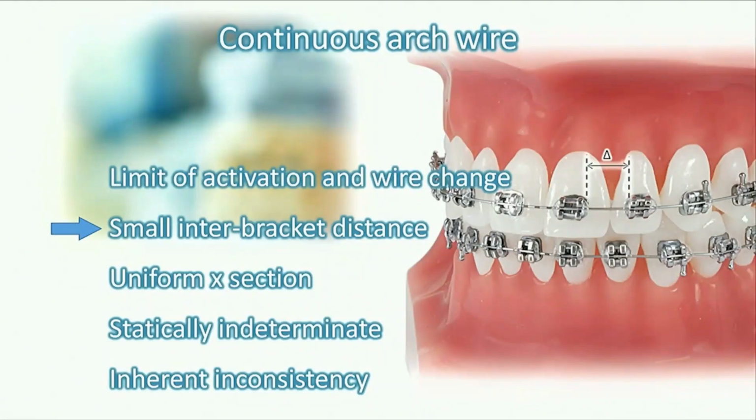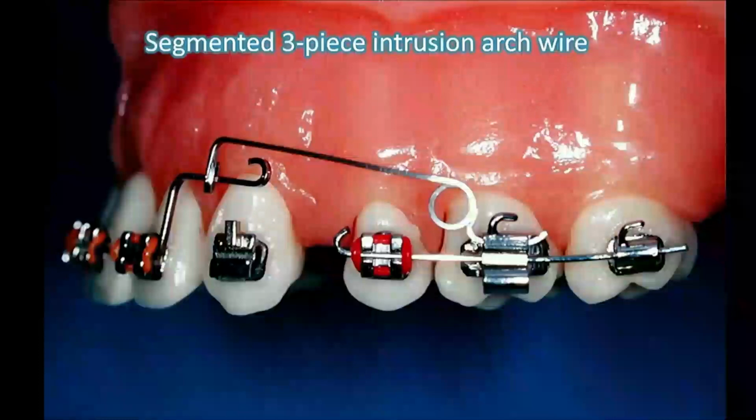The inner bracket distance will always be less than the mesiodistal width of the teeth, no matter how narrow brackets are used. Therefore, reducing the bracket width does not fully address this issue.